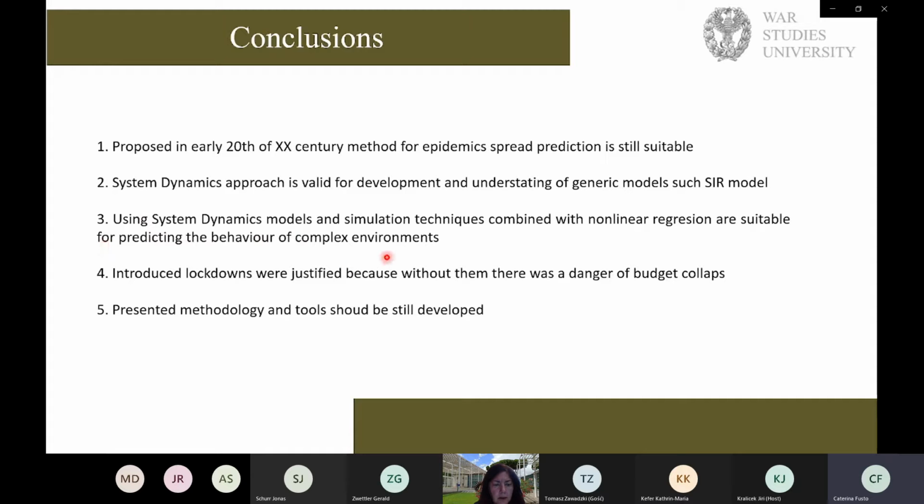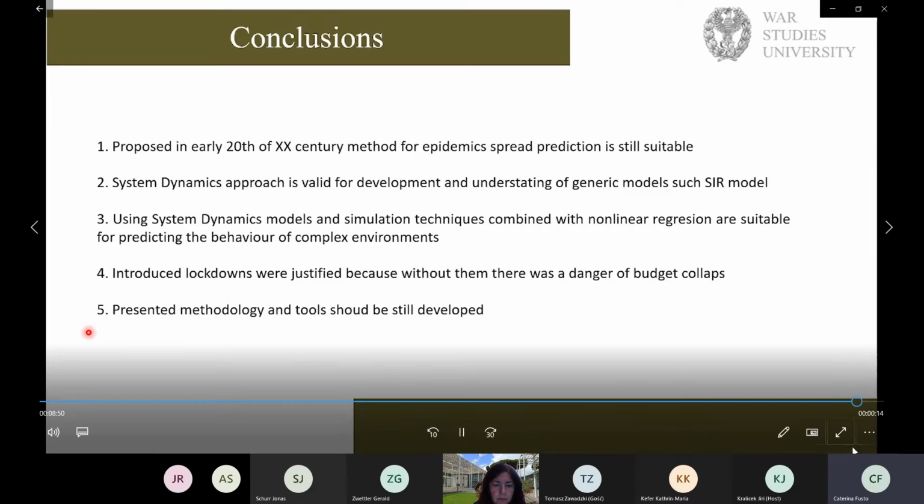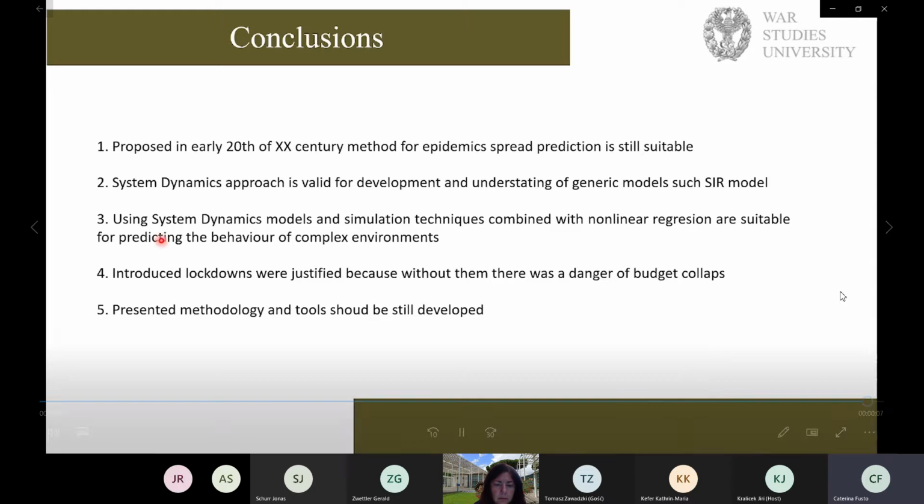of complex environments. And one of the most important results from our simulation is that the introduced lockdowns were justified because without them, there was a danger of collapsing the budget. And finally, we see that the presented methodology and tools should still be developed because it is very accurate to simulate such complex environments like epidemic spread.